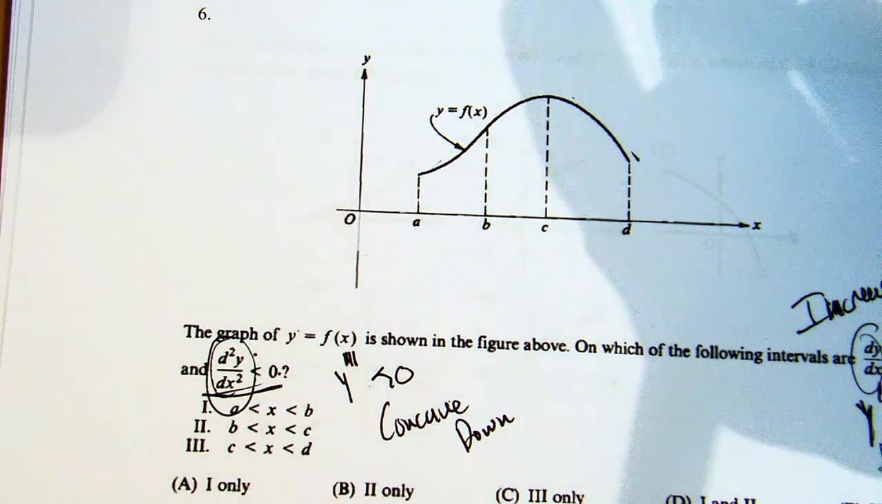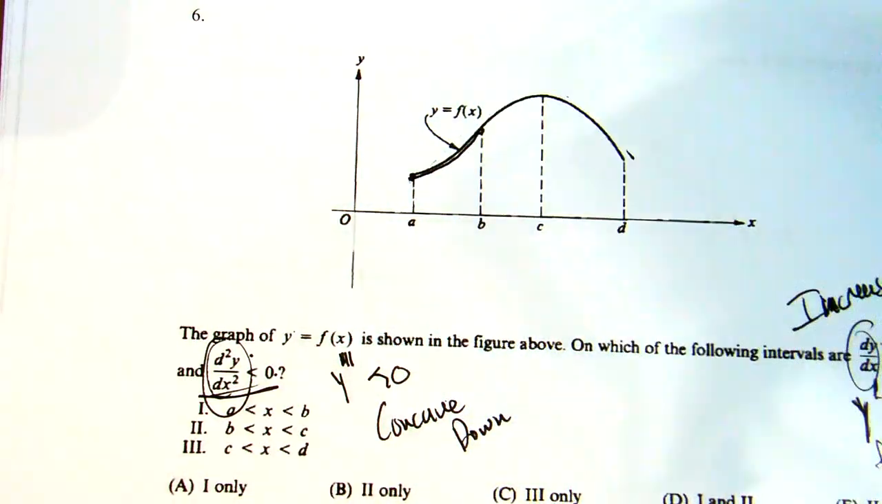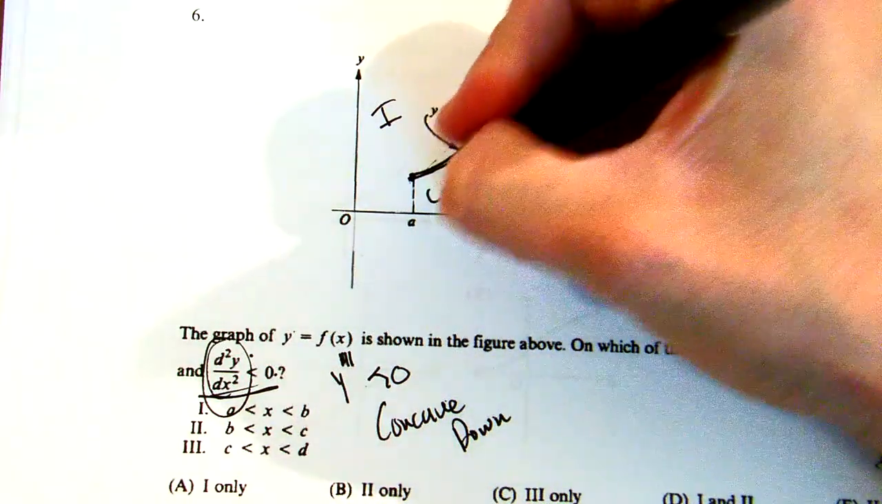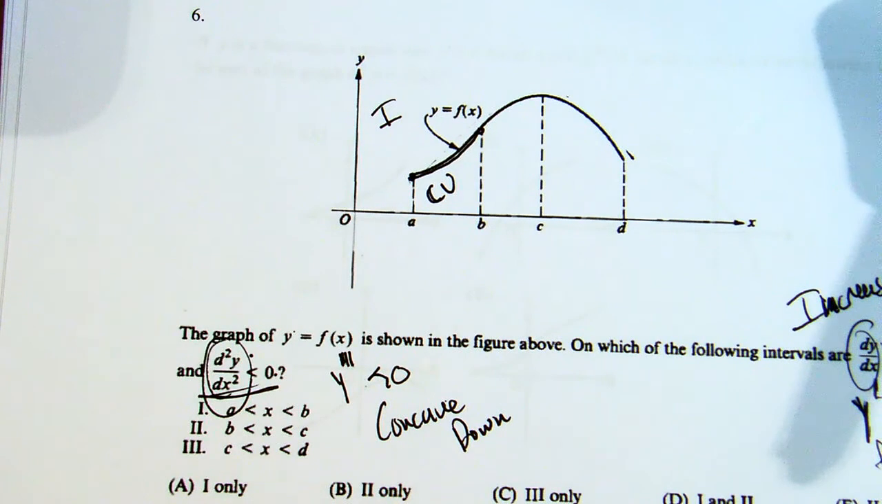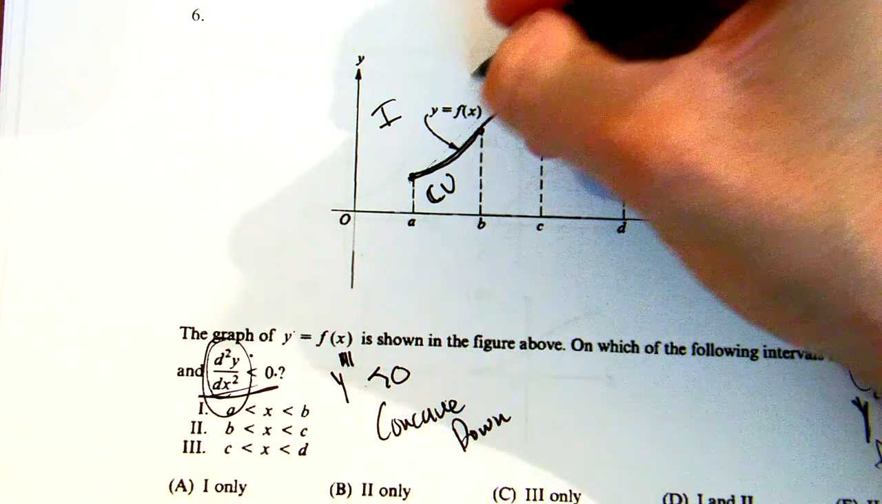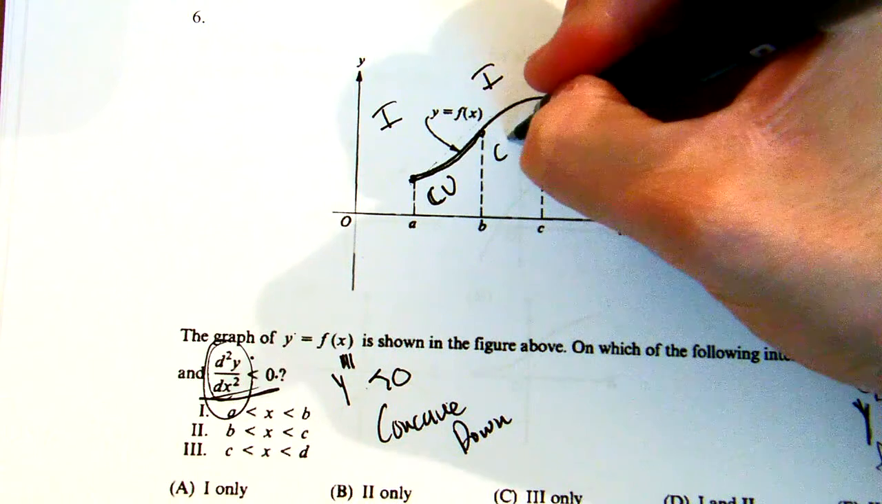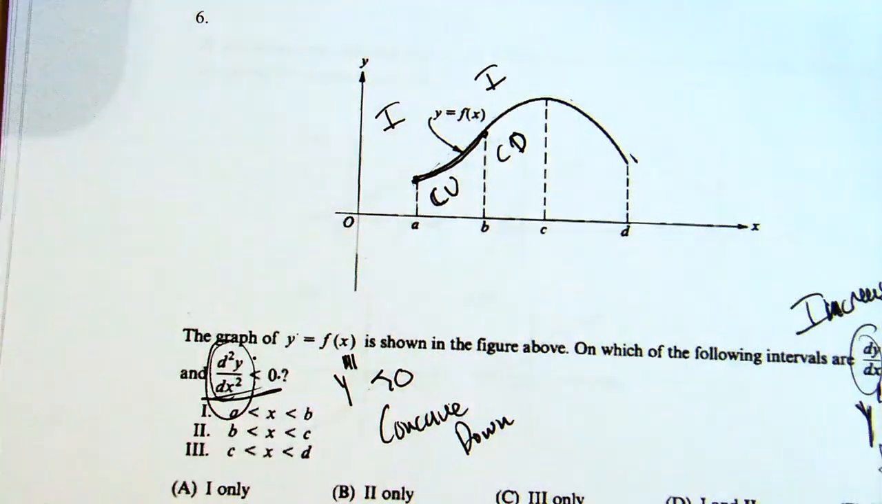Now, I'm going to look here. Let's check from A to B. It is increasing, true? But it is concave up here, clearly, right? Here, the graph is increasing. And it is concave, oh, excuse me, and now it's concave down.